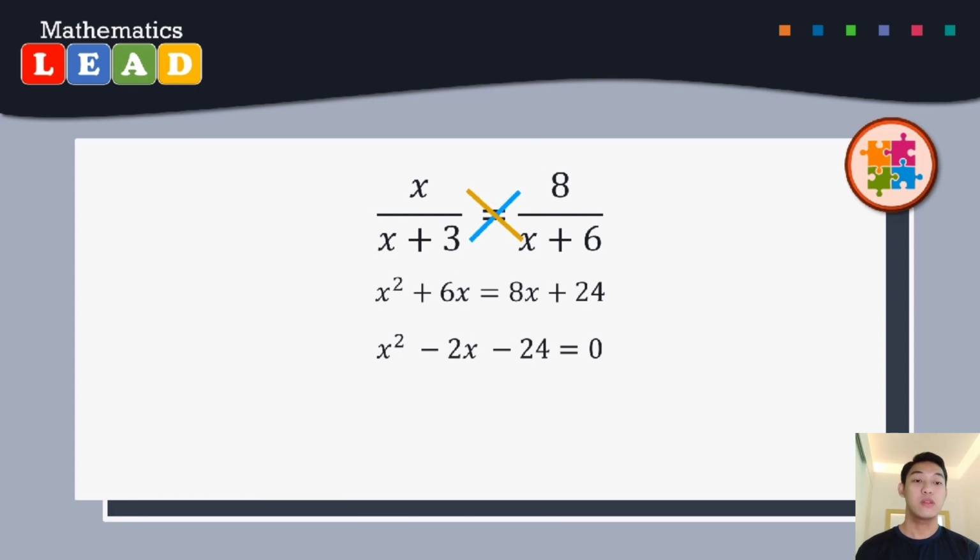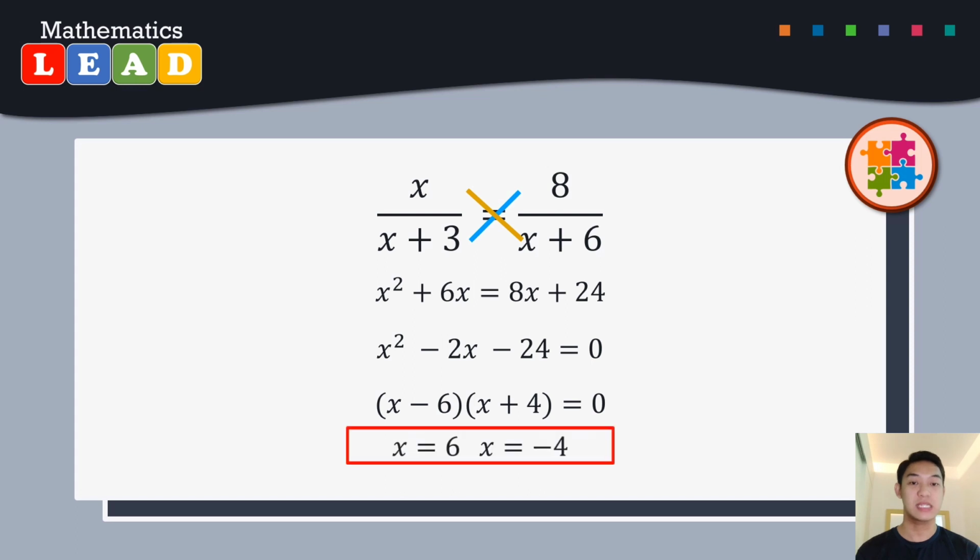Now is to factor this out. We now have x minus 6 multiplied by x plus 4 equal to 0. And it is now obvious to us that the value of x is positive 6 and negative 4.